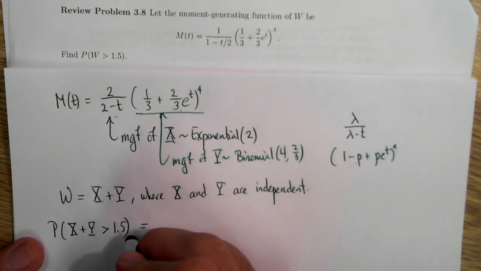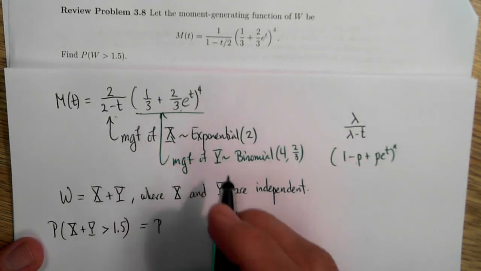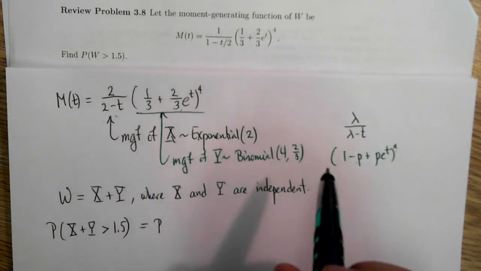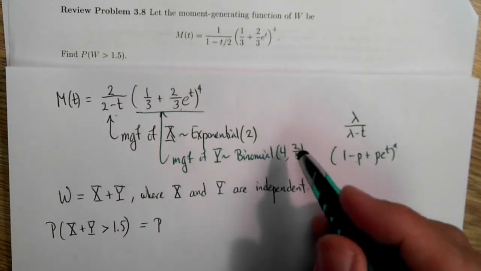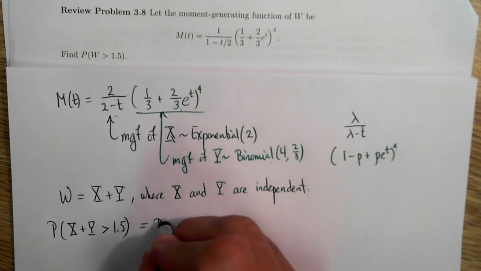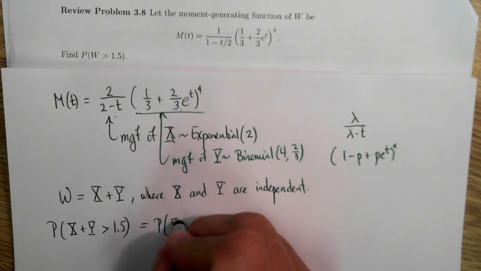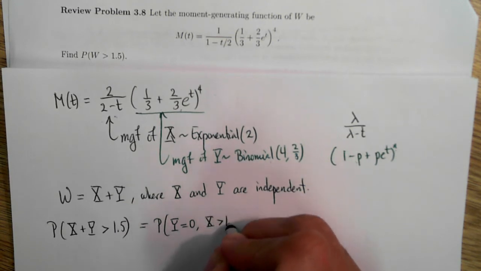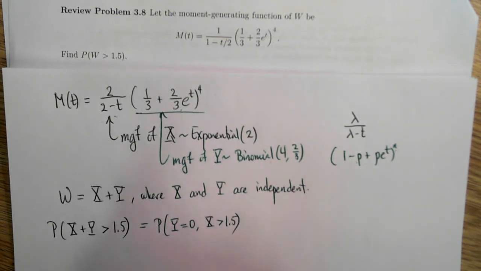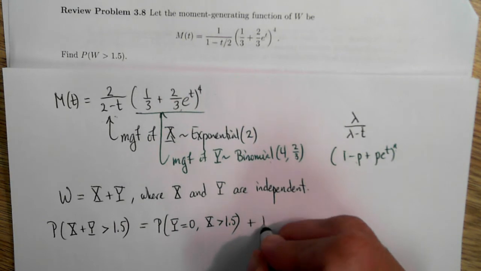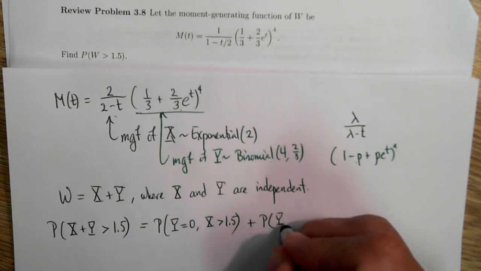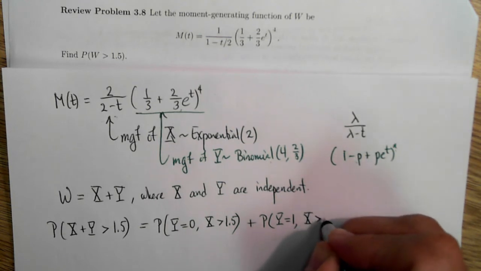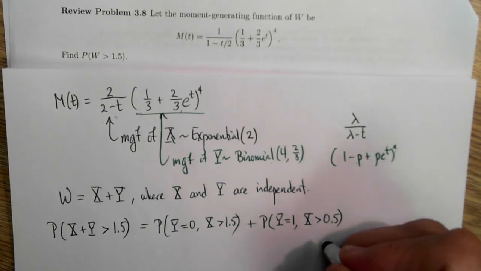Well, there's a few ways this can happen. Remember that the random variable y is binomial, so there's a few possibilities. You could have that y is equal to 0, and then x could be greater than 1.5. That's one way it could work. Another way this could work is if the binomial random variable is equal to 1, and then x would have to be bigger than 0.5.